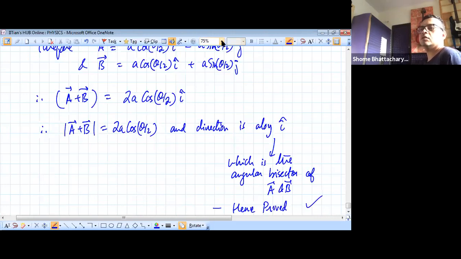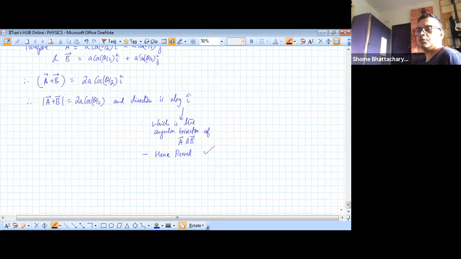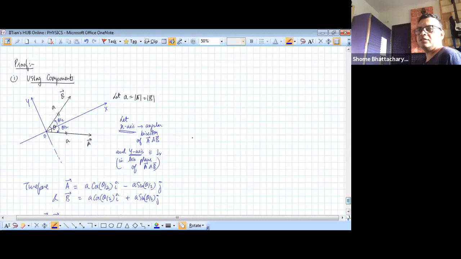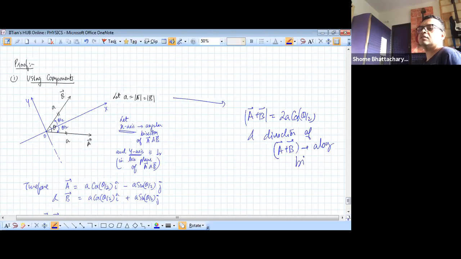So hence this is done. So it's a very simple way of proving this theorem, and also a very interesting geometrical proof in itself, you see. But the important thing is that whenever two vectors are of equal magnitude, the resultant of them becomes how much? It becomes this. Okay. And the direction of A plus B is along the angular bisector of vectors A and B. That is the important thing. So that's how we prove this one.